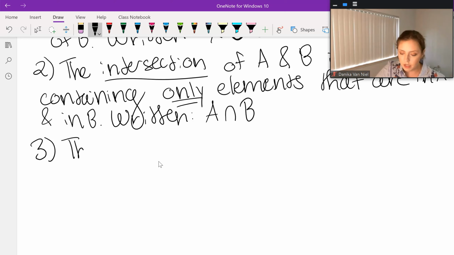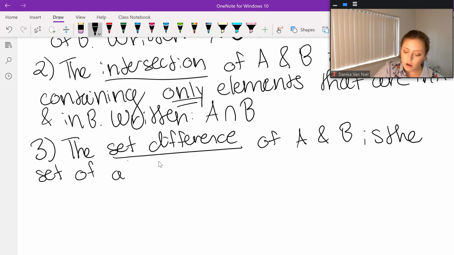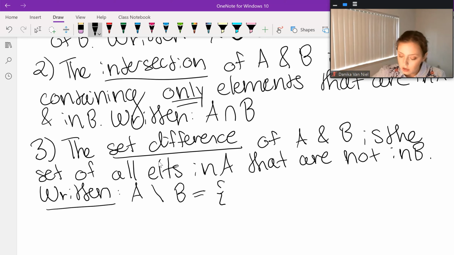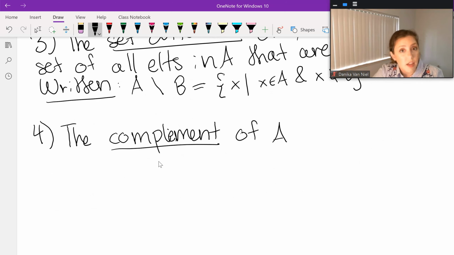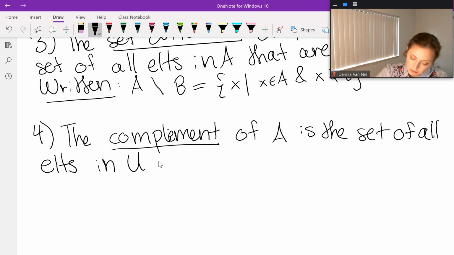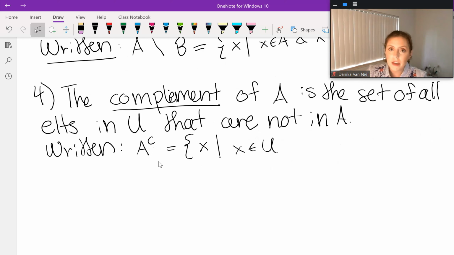Three. The set difference of A and B is the set of all elements in A that are not in B. So this is written A \ B, or the set of X such that X is in A and X is not in B. Last but not least, the complement of A is the set of all elements in U that are not in A. This is written A and then a little C. If we write it as a set like we learned before, we get the set of elements X such that X is in U and X is not in A.